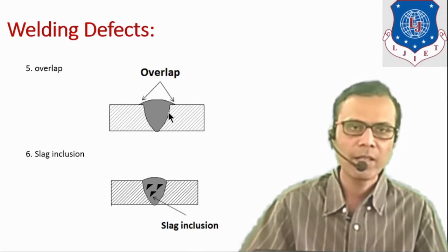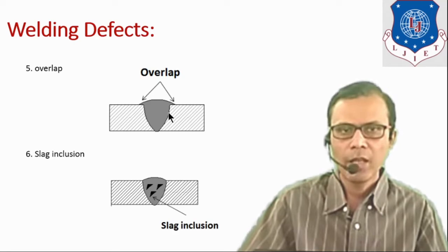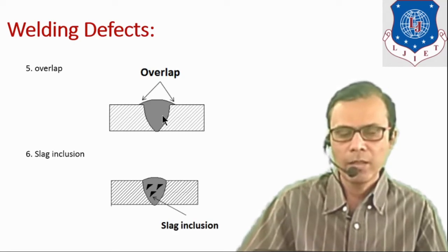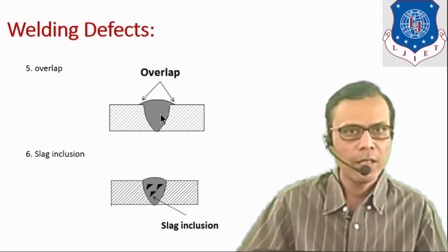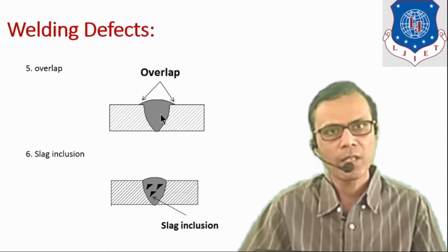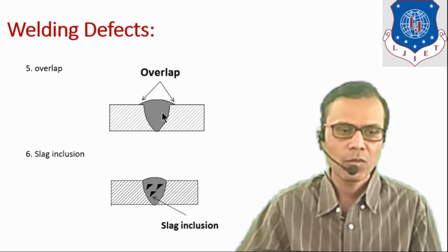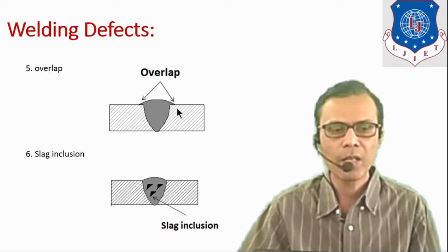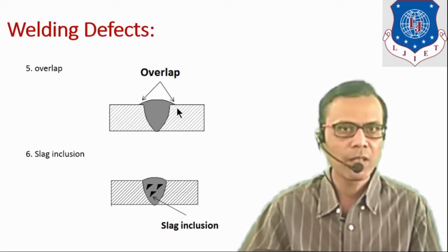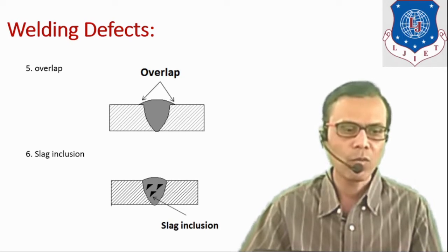Next type of defect is overlap. In this type of defect, the welding material gets deposited beyond the welding zone as shown here. So it is overlapping with the base metal beyond the welding toe.